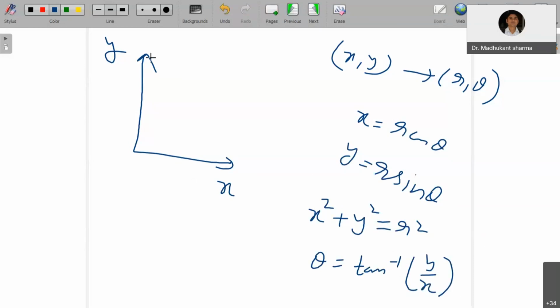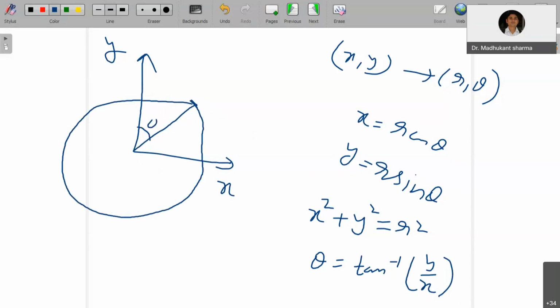And if you want to look at what it means, r is the radius of the circle. Theta will define a ray. If you have, let's say, a fixed theta, then you will have a ray.